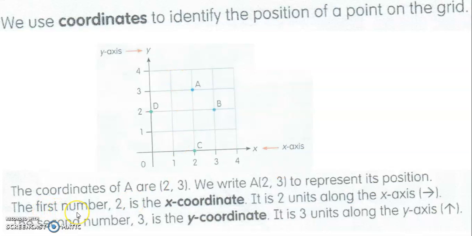And the first number 2 is the x coordinate, so it's 2 units along the x-axis. This is the x-axis, this is 1, 2 points on the x-axis. The second number 3 is the y coordinate. It's 3 units along the y-axis. This is 3 points on the y-axis. And the point A lies on the point 3 on the y-axis.